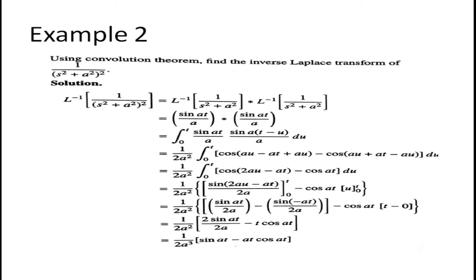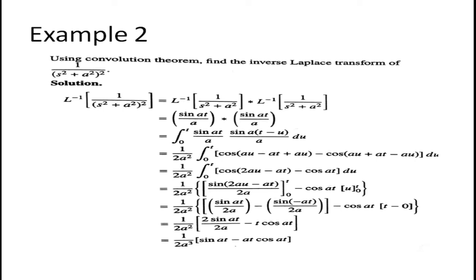Next is find the inverse of 1 by s square plus a square whole square. So here also the function 1 by s square plus a square whole square, we write it as the product of 1 by s square plus a square star 1 by s square plus a square. So the inverse of both functions are same, sin at by a. So applying convolution, sin at by a star sin at by a.